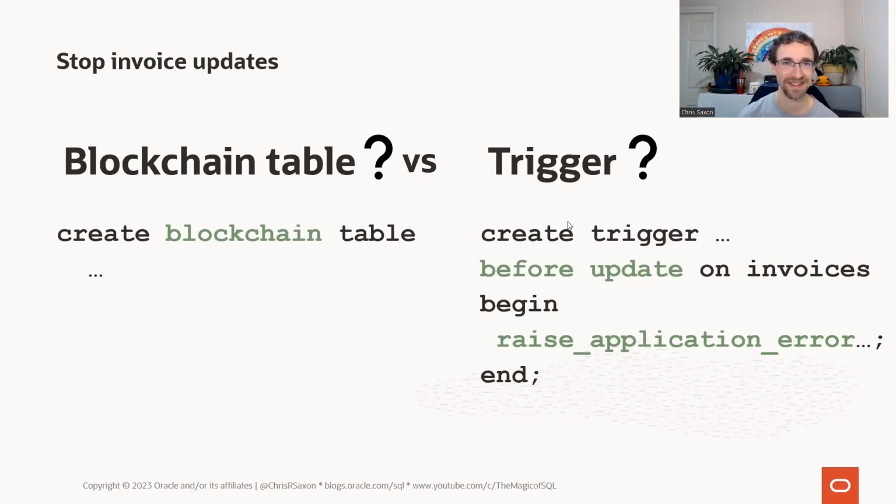Maybe we could discuss that as an option in a future session we do here. Which one is faster or less troublesome in maintenance? I don't know. You tell me. Which one is faster and less troublesome in maintenance? Blockchain tables or triggers? I guess it depends on what you mean by troublesome or faster.